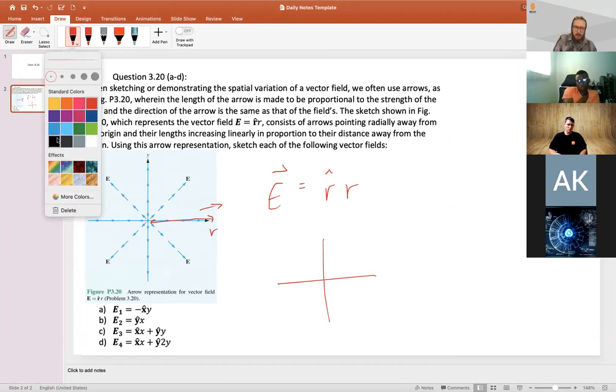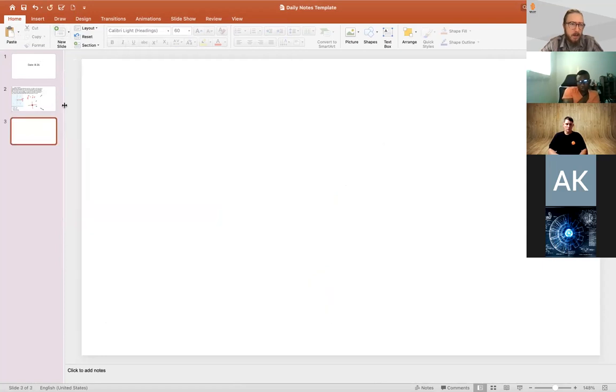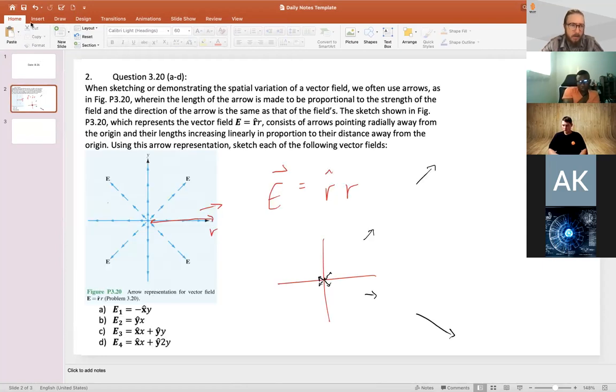So in this case, they've shown us in the example how to draw this vector field, where the closer we are to the origin, the smaller the vector field, but the further away we go, it gets larger and larger. And they just chose a few points and a few directions in order to give a complete or general understanding of what the vector field looks like. Okay.